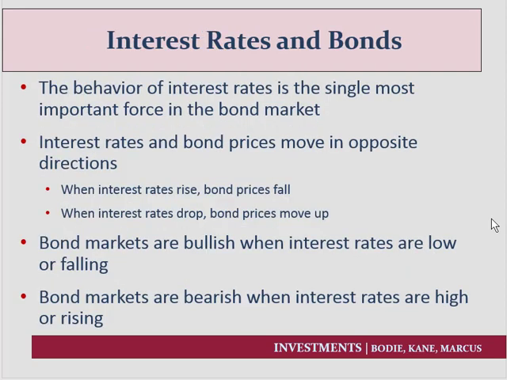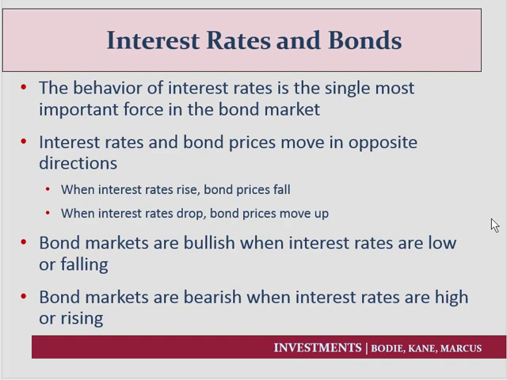So the behavior of interest rates is the single most important force in the bond market. Now that's not to say that there aren't other things that affect the risk of a bond. Certainly the riskiness of the company is going to have an impact on the risk of the bond issue itself. And if companies get into trouble, then the risk of those companies goes up and the value of the bond will go down. But that's a lot harder to measure, how that impact is going to find its way into the bond price, than to think about interest rates, because interest rates are part of the formula for the value. So again, interest rates and bond prices move in opposite directions.